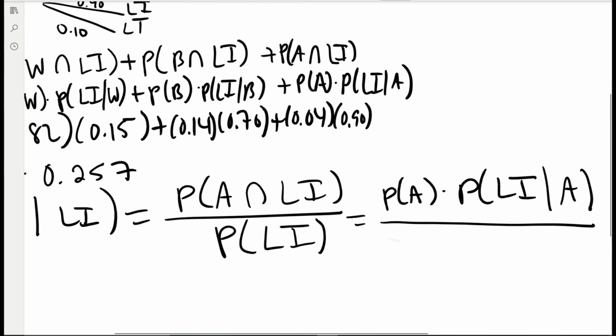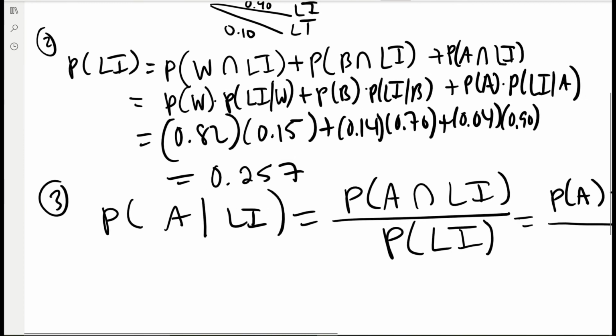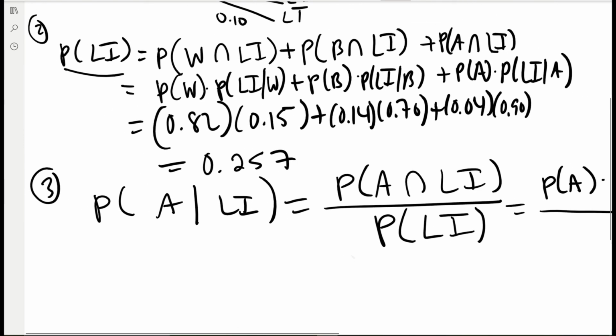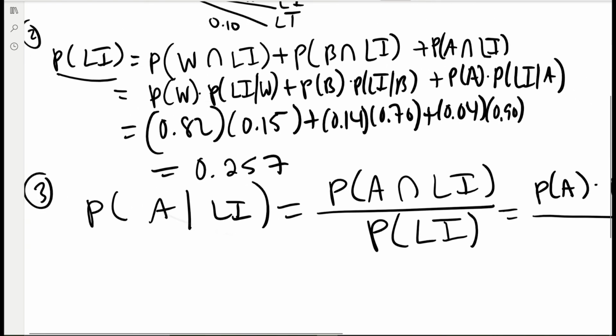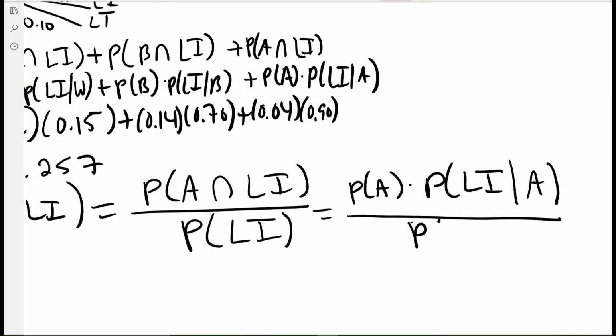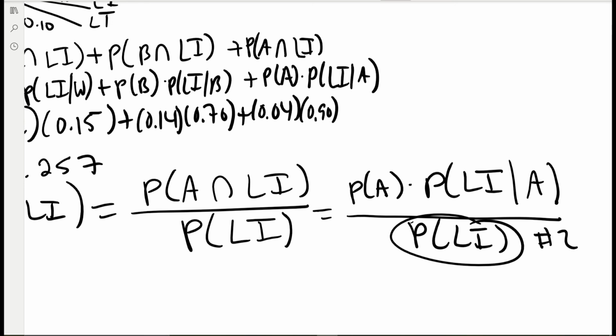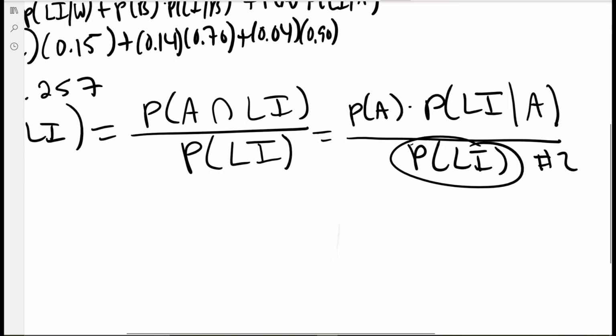Well, what's the probability that they're lactose intolerant? We just did that in number 2, right? So we don't have to do all that work again, because we already know what that is. This is going to be the number from part 2. Thankfully, we did that, so we don't have to do this anymore.